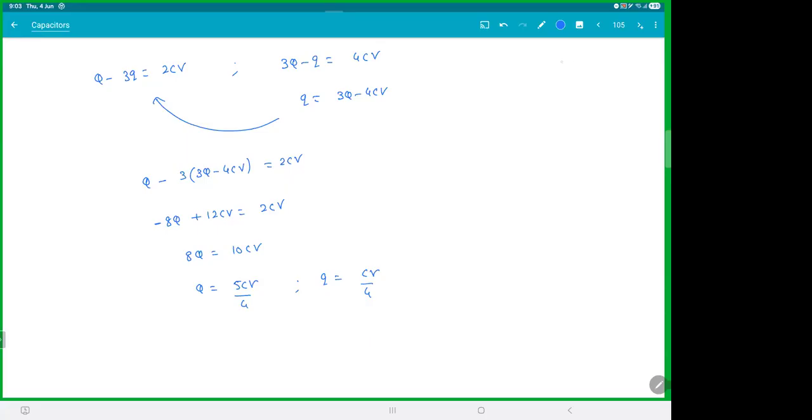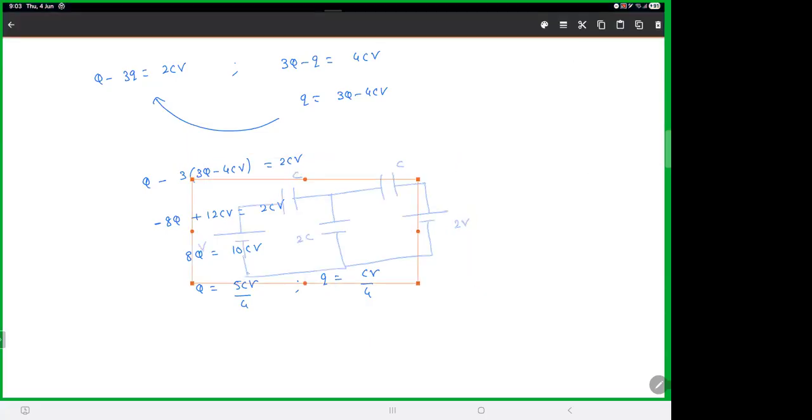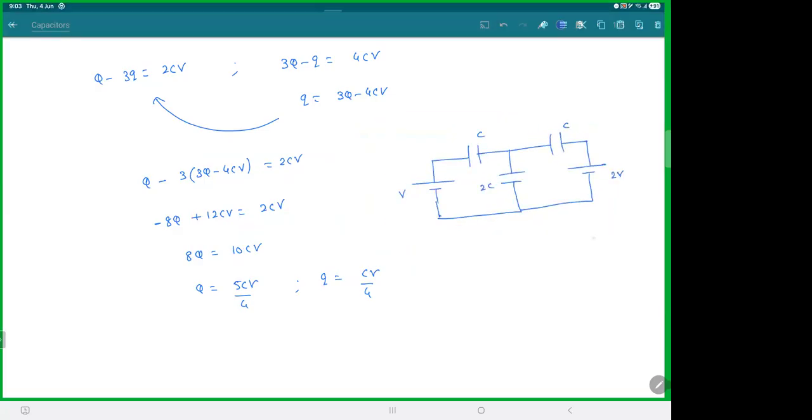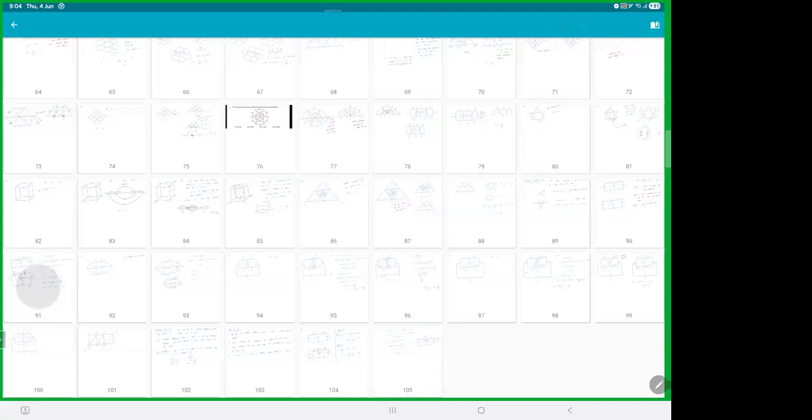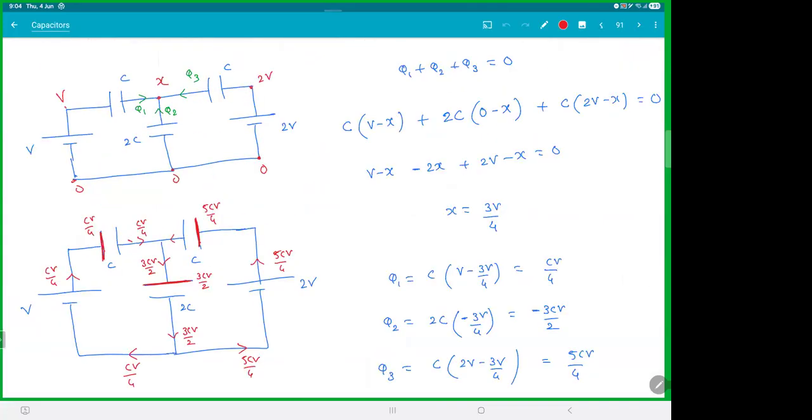Now, if you look at the charge distribution here, you said this is capital Q, which is 5CV by 4. You said this is small q, which is CV by 4. This was Q minus q, which was 3CV by 2. Now, if you go back to that question which we did, we got the same answers, right? 5CV by 4, CV by 4, 3CV by 2. See? Are you clear how we did?